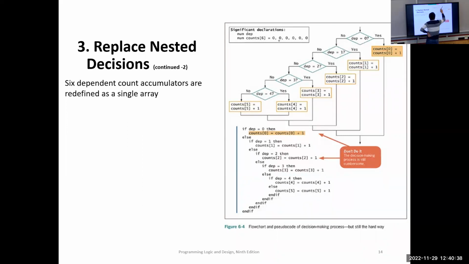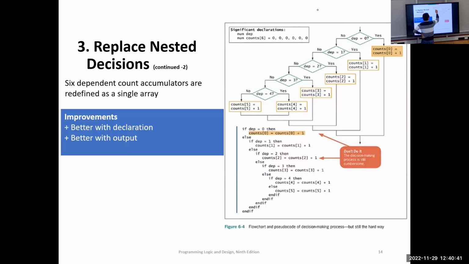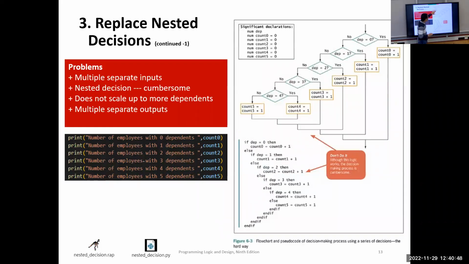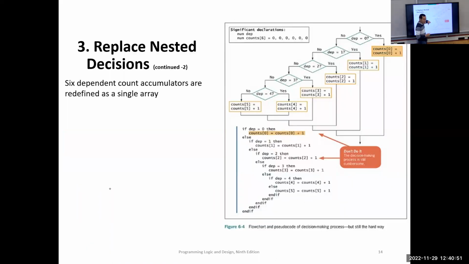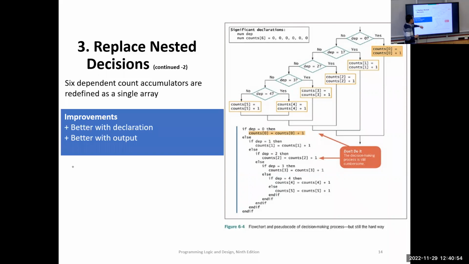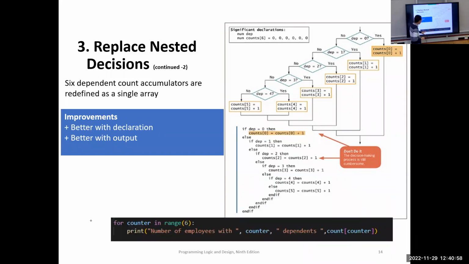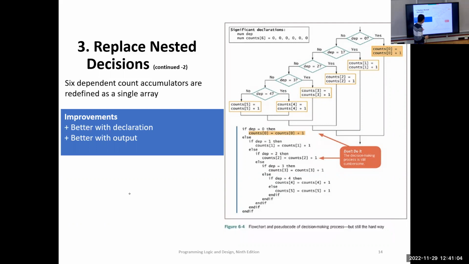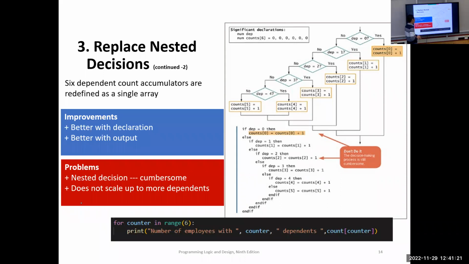Now, if you look at this program, I can see I have an improvement in the input here. It's better with the declaration. So see, before I had to do it for the 1, 2, 3, 4, 5, 6 elements. Now I just do it one time with the array. That's the first improvement. The second one is better output. If I want to print it out, I just need to do a loop, for i in range of 6, and print it out. One time over, instead of separately. So I have 2 improvements already, but you still have a huge problem. If you have 6 dependents, 7 dependents, and 8 dependents, it cannot handle them. The nested decision looks very cumbersome, and it doesn't scale up for more dependents.